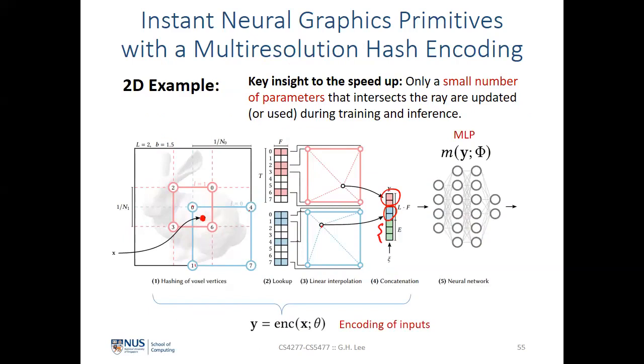And then from here, you can notice that this whole part here is the encoding part. So what happens here is that the parameters that you need to update when you want to update this point here are only these few parameters that are close by to that query point.